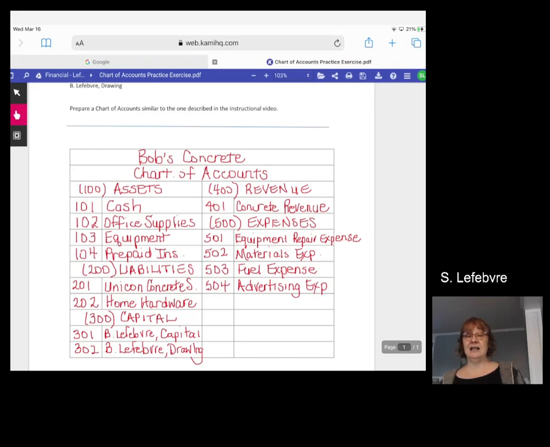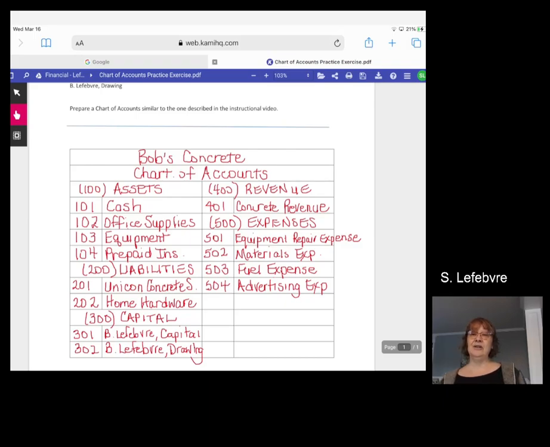So all assets are going to be numbered in the 100 level. All liabilities are going to be numbered in the 200 level, and so on. The first of the accounts in each classification is going to be given the number 1. So the last number of your numbering system is going to be the order that they are showing up on your chart of accounts.